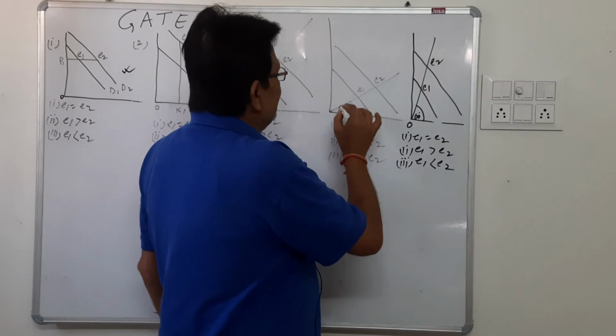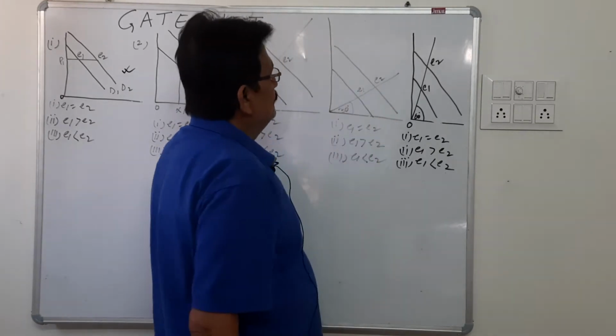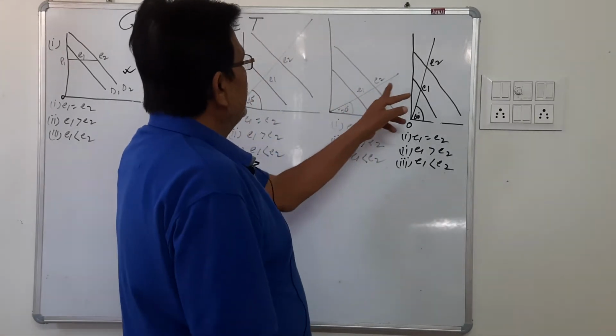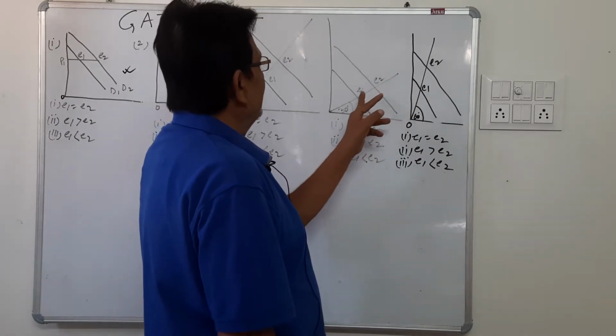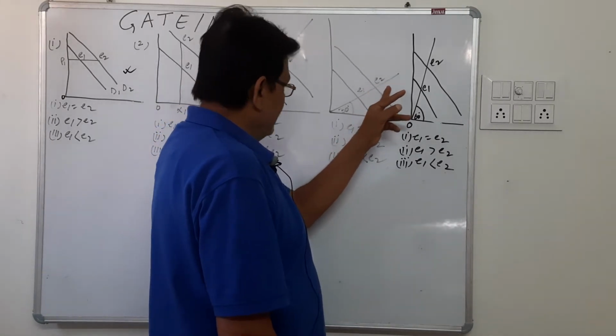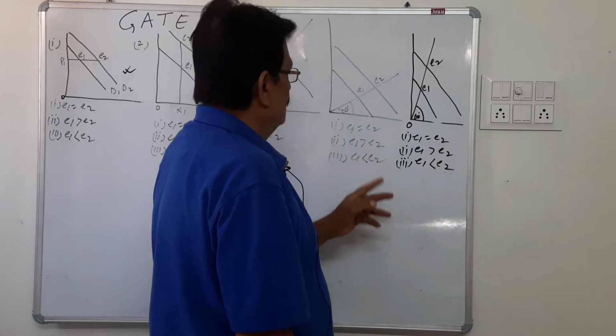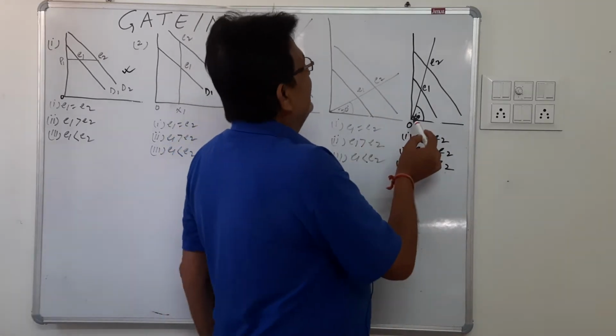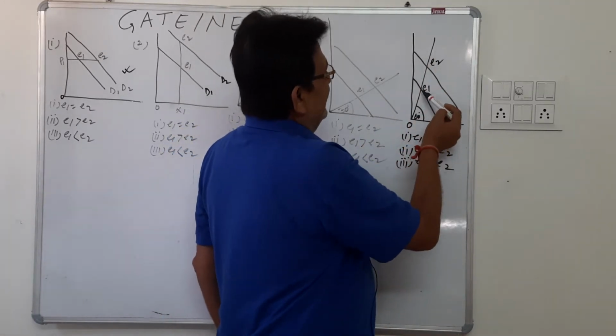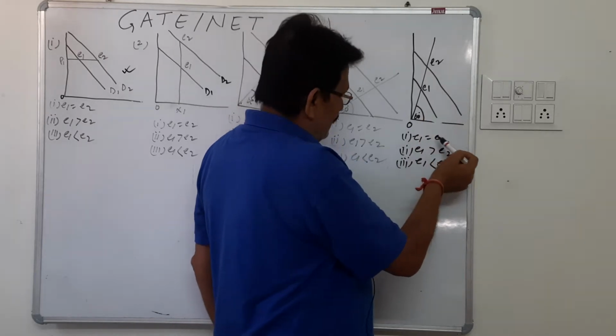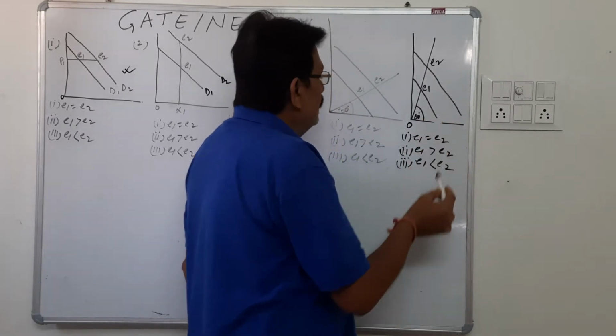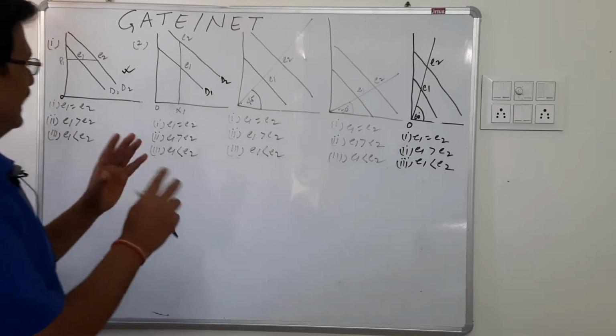Here this line is 30-degree, and on these two parallel demand curves we have the elasticities E1 and E2. What is the relation between E1 and E2? And here this line is 60-degree inclined, and here too, whether E1 and E2 are equal or unequal. So all the questions are related to one another.